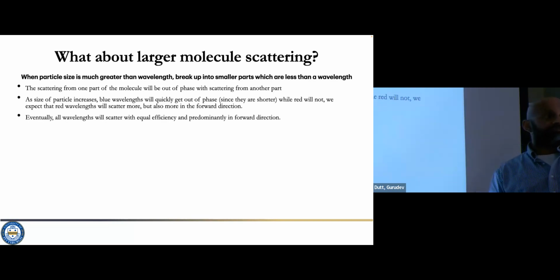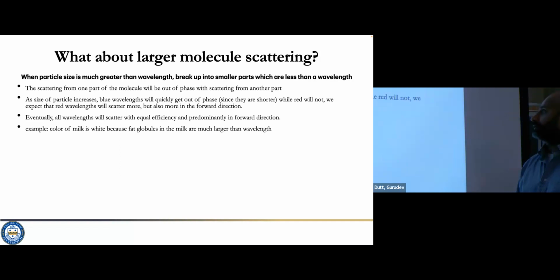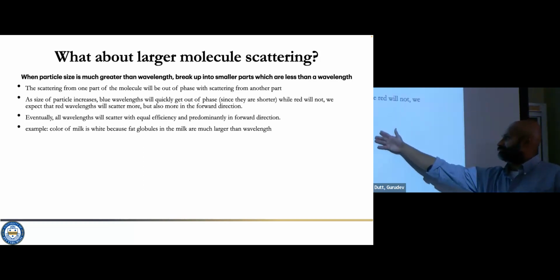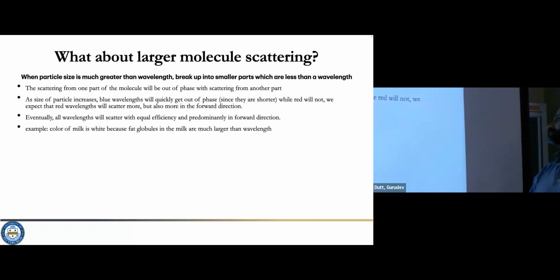In fact, the red wavelengths will start to scatter more than the blue wavelengths once we get to larger particle sizes. But it turns out that will also happen in the forward direction, so it gives you a reddish hue to both the forward and the lateral scattering. Eventually, all the wavelengths will scatter with equal efficiency and predominantly in the forward direction.